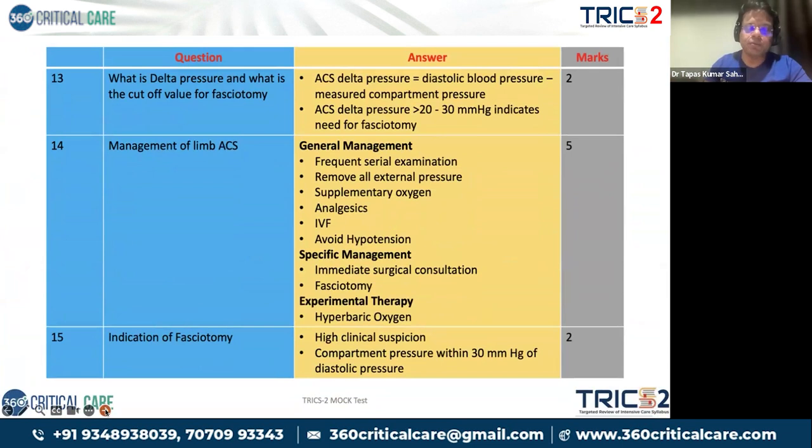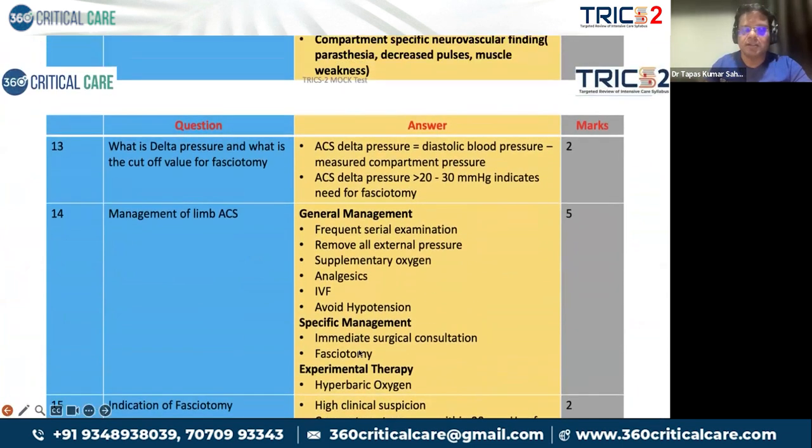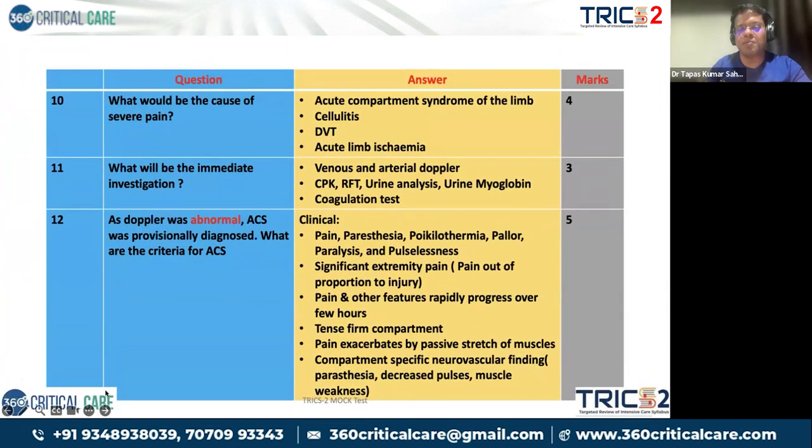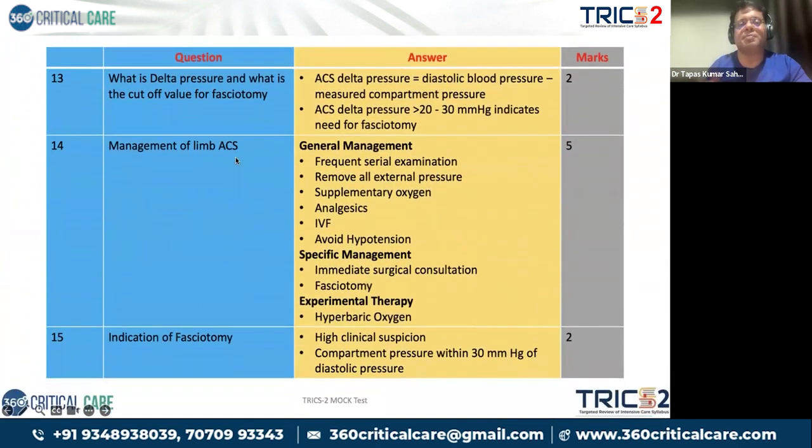Now, the next question: once you are talking about a tense firm compartment, the examiner would ask what is delta pressure and what is the cutoff value for fasciotomy. In acute compartment syndrome, the delta pressure is diastolic blood pressure minus the measured compartment pressure. And roughly, if it is below 20 to 30 millimeters of mercury, depending upon the clinical examination, this highlights the need for fasciotomy.